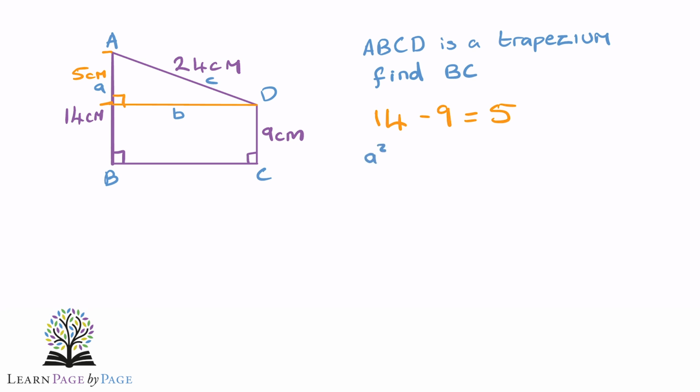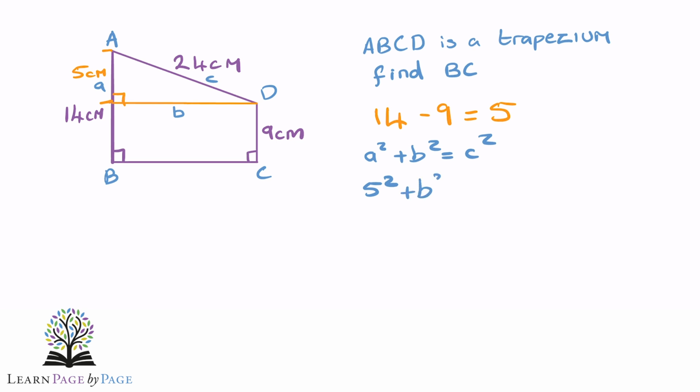We have a squared plus b squared equals c squared. And our a was 5. So that's 5 squared. That's this one here. Our b, we don't know. So we keep that as b squared. And our c is 24. So that's 24 squared. 5 squared is 25, plus b squared equals, 24 squared, 576.